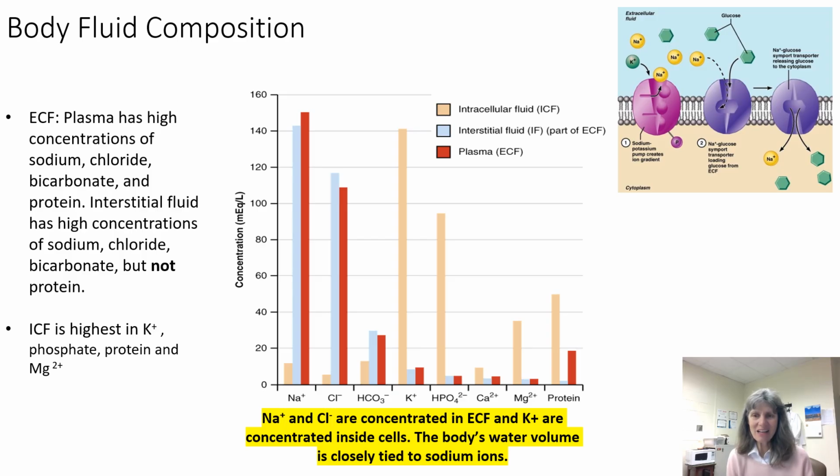concentrated inside the cells. Remember that that's what helps to create a difference in voltage across the membrane that causes a membrane potential. And this also helps to tie water volume because the body's volume of water is closely tied to sodium ions. Where salt goes, water tends to follow. There are other ions that will attract water, but the water volume is very, very closely tied to sodium ions.